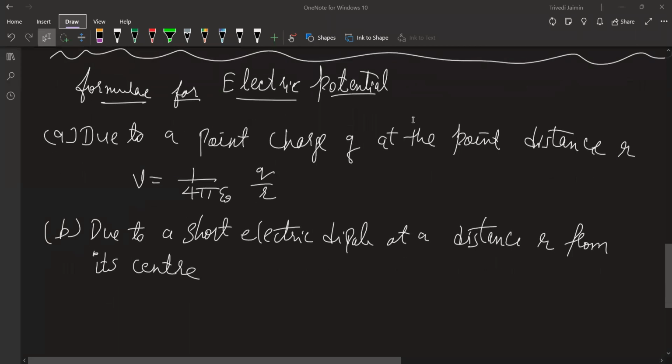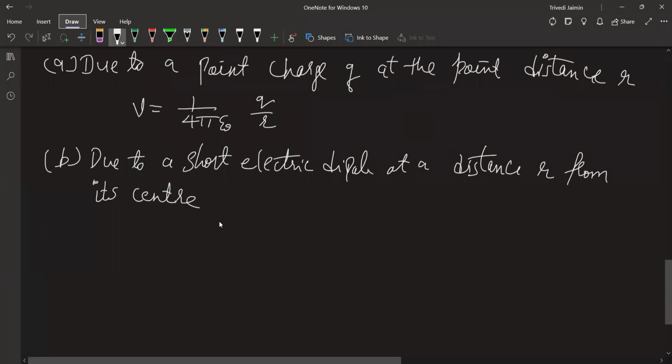These are some standard formulas for electric potential. From its center, first one, at its axis, V equals 1 by 4 pi epsilon naught P by R square.